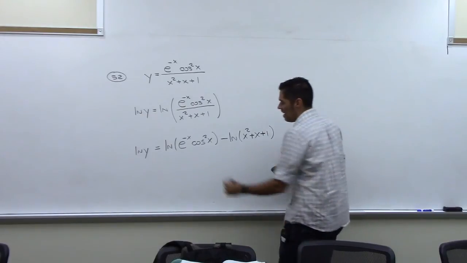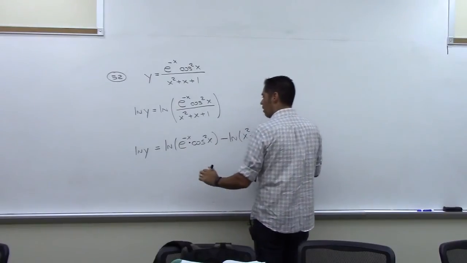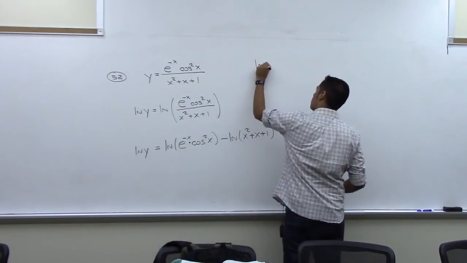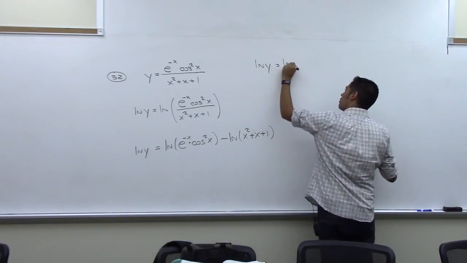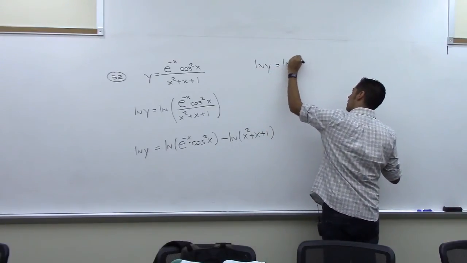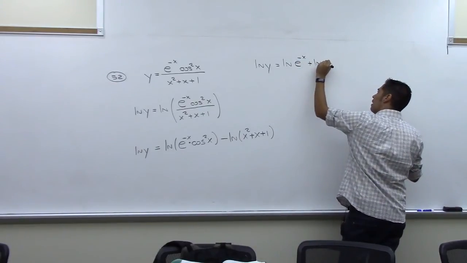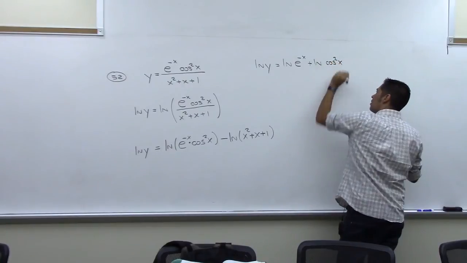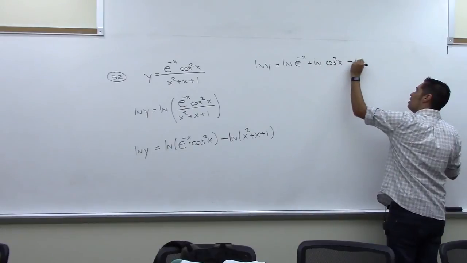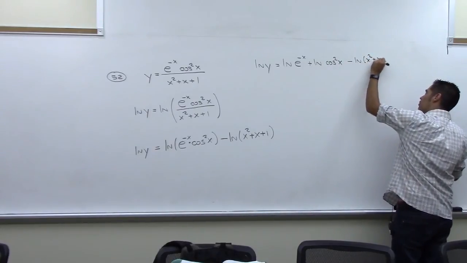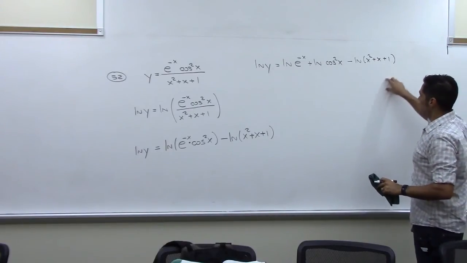Then I realize that I have multiplication inside of a log. This log will split into two logs. So I have, again, the equation, natural log of y. We want to write it as an equation the whole time. Natural log of e to the negative x plus natural log of cosine squared x. So I've split this log into two logs, but I still have the minus natural log of x squared plus x plus 1. And keep in mind, you cannot split this into three logs because this is addition.